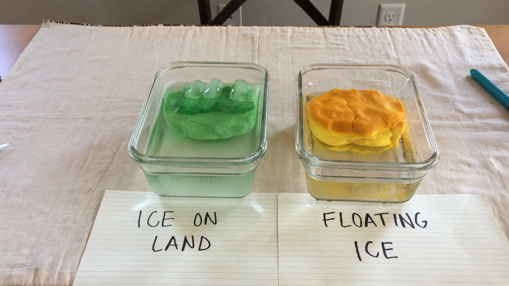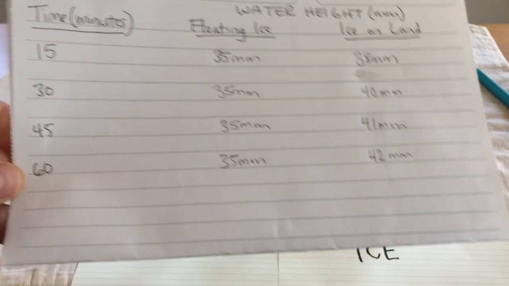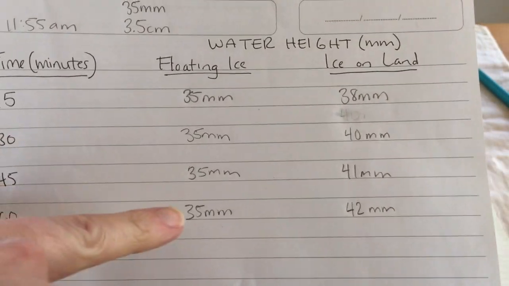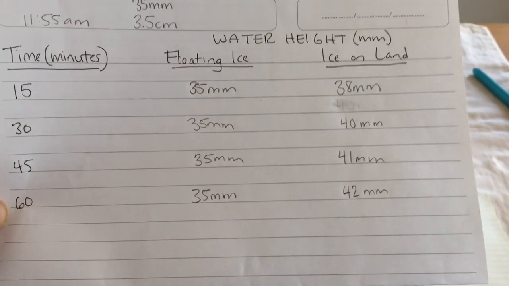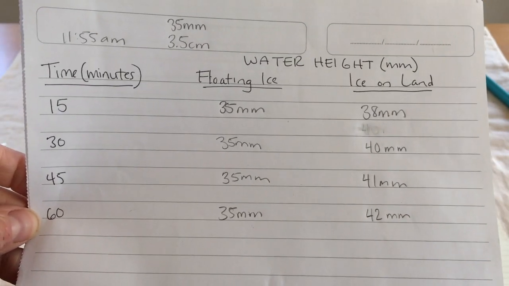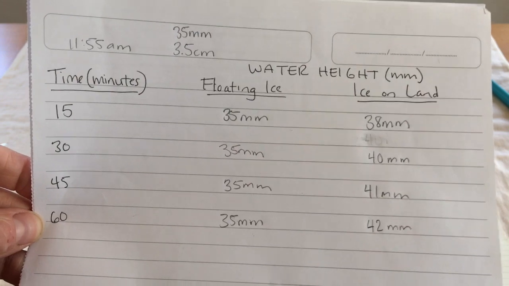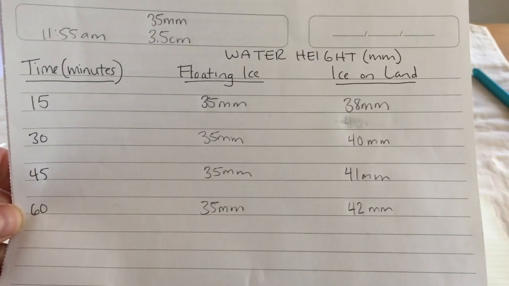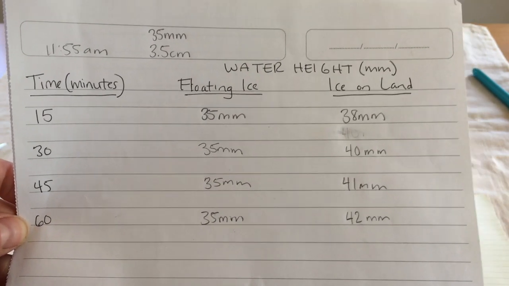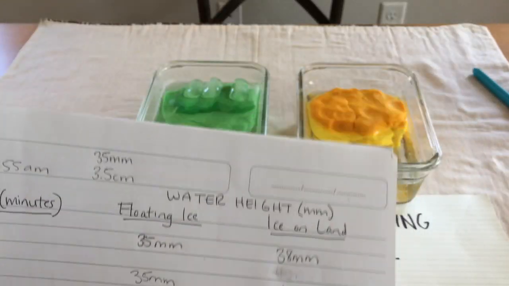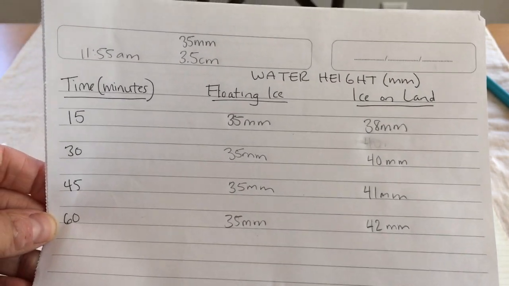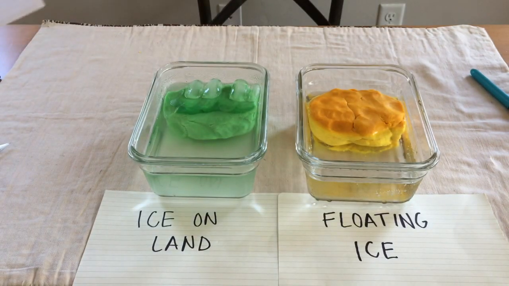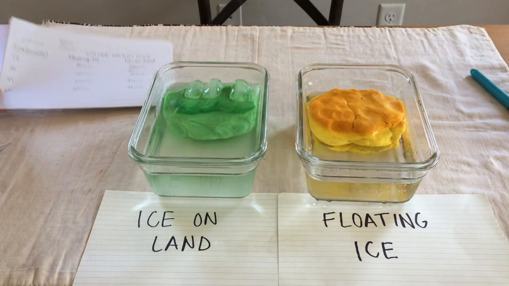So make sure you jot down your measurements on your sheet, and we can take a look at it closely. So we can see clearly floating ice remained the same after 60 minutes at 35 millimeters, the sea level. And then the ice on land went from 38 up to 42 millimeters after 60 minutes. Now your numbers may be different from mine depending on your water height to begin with and the temperature of your water, if your ice cubes melted faster, or maybe even your house was a little bit warmer than mine.